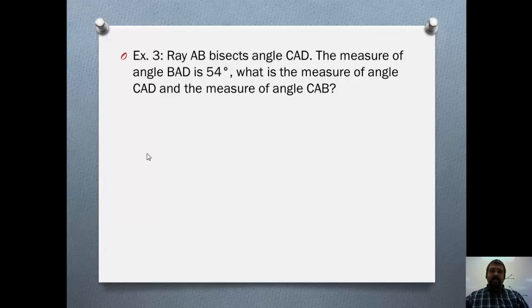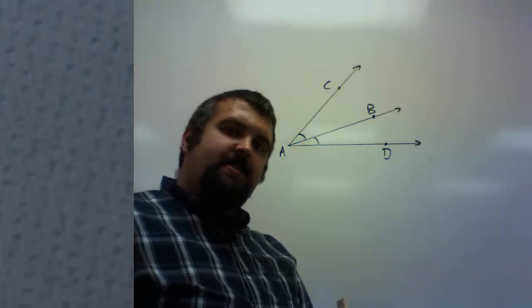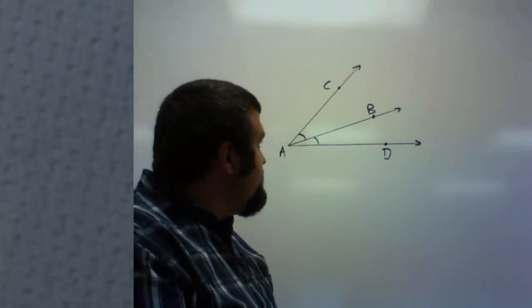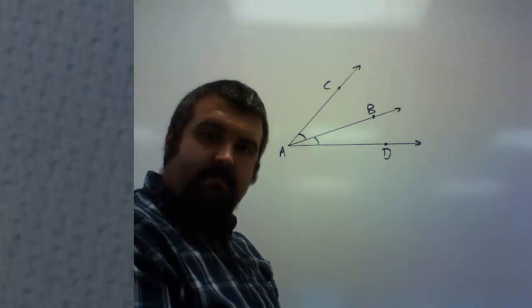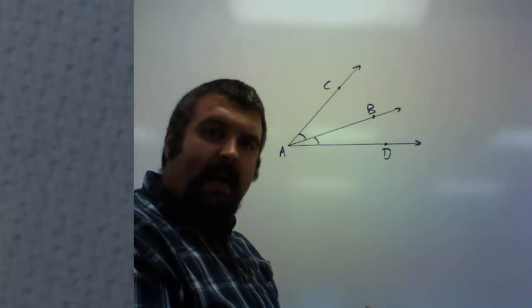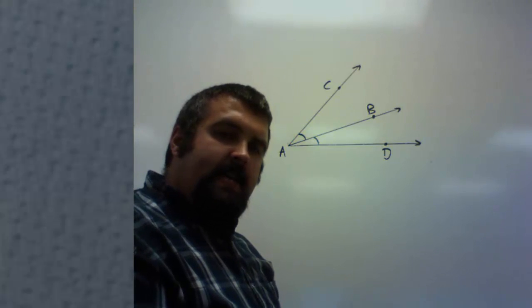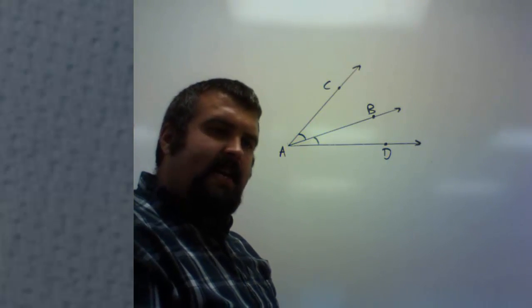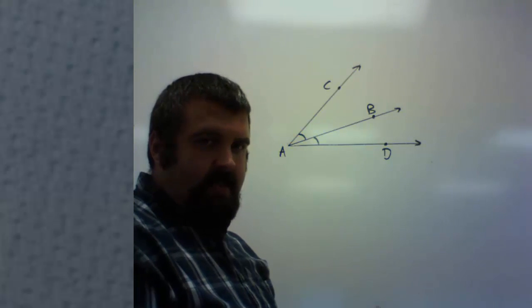Example 3, it says ray AB bisects angle CAD. At this point in the problem, I would stop and draw a picture, whether or not I read the rest. This is what I would draw. Angle CAB and angle BAD are congruent because ray AB is a bisector. I also drew angle CAD. Now, I did look a little bit ahead. I saw 54 degrees. However, I realized later that it's not for the right one.